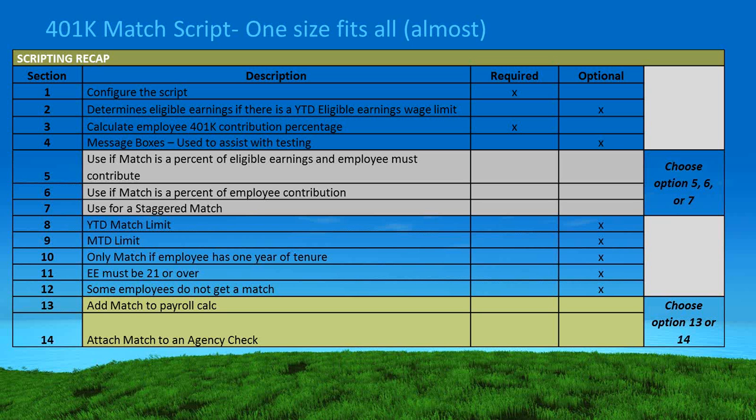So the way this works is, in the Word document that Darla sent, there is a very long 401k script, and it has 14 sections. Now, if you look at the page here, we have the 14 sections listed. They should remain in the order they are listed.